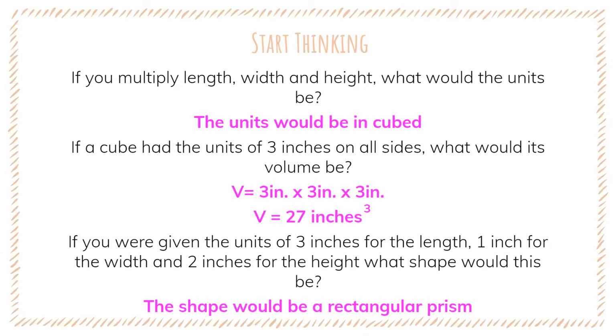And then for our last one, if you were given the units of 3 inches for length, 1 inch for width, and 2 inches for height, what would the shape be? The shape would be a rectangular prism. A cube is going to be a square where all of its side lengths are the same. A rectangular prism is a little bit like what I showed you in the vocabulary section, where the sides were all different.